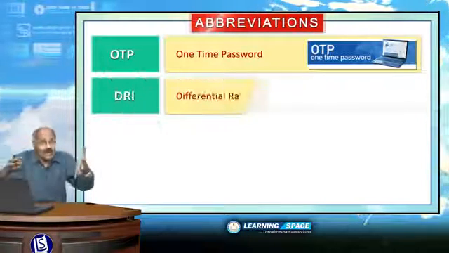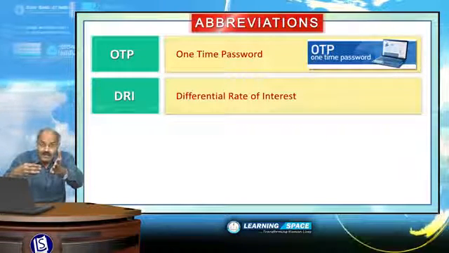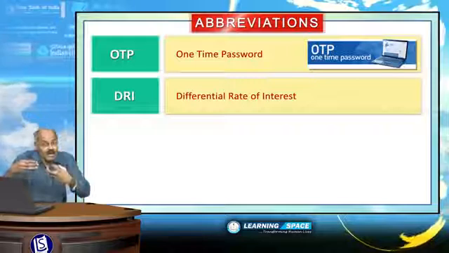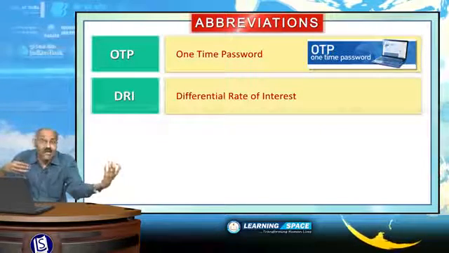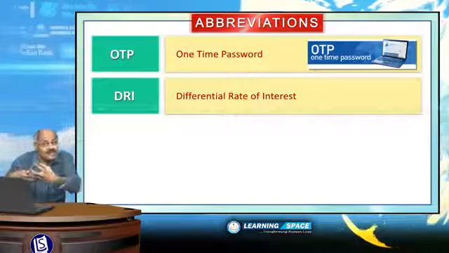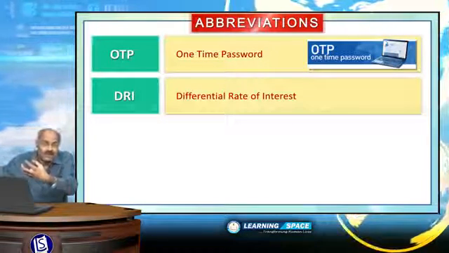DRI, differential rate of interest. This scheme was brought in the year 1972, where the banks are required to lend 1% of their previous year's lending at a 4% interest rate to the poorest of the poor in the country.